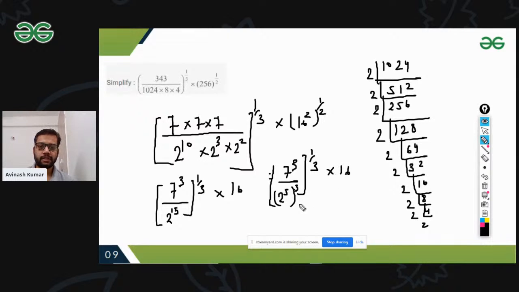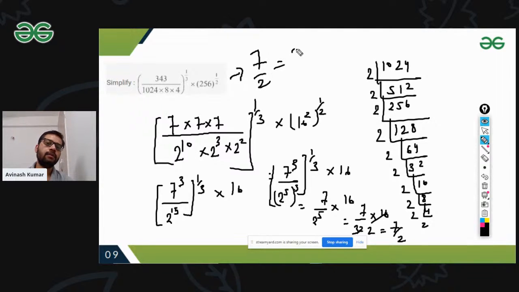I will just skip one step, guys. Can I write this as 7 to the power 2 by 5 into 16? Since there is a 3 here and also a 3 there, I will take the 3 as common and multiply it by 1 by 3. The 3 and 1 by 3 cancel. This will give you 7 upon 2 to the power 5 into 16. 2 to the power 5 is exactly 32, into 16 is 7 by 2. The answer will be 7 by 2 or 3.5. Both are answers.